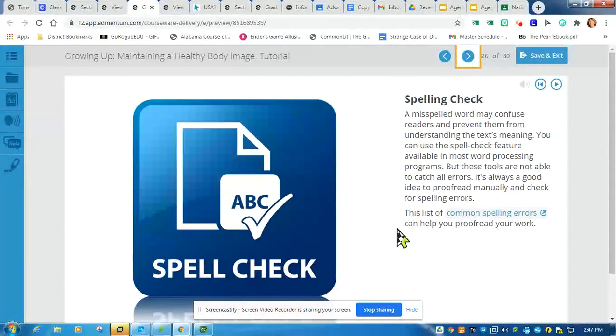Spelling. Misspelled words can confuse readers and prevent them from understanding your text. It's annoying, too, to read misspelled words. Use the spell check feature that's available. These tools are not going to catch all the errors, though, so make sure to proofread it. Read it out loud if you can, because a lot of times you can find errors when you proofread, because you'll have trouble pronouncing the word if it's misspelled. And here is an interesting list of common spelling errors for you to take a look at, and that can help you proofread your work.